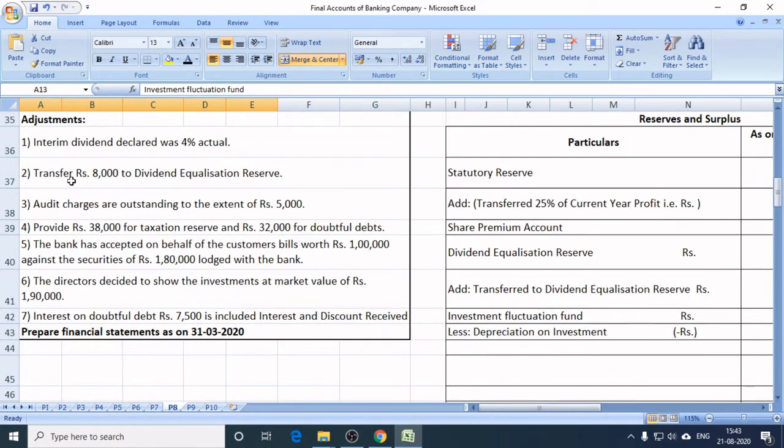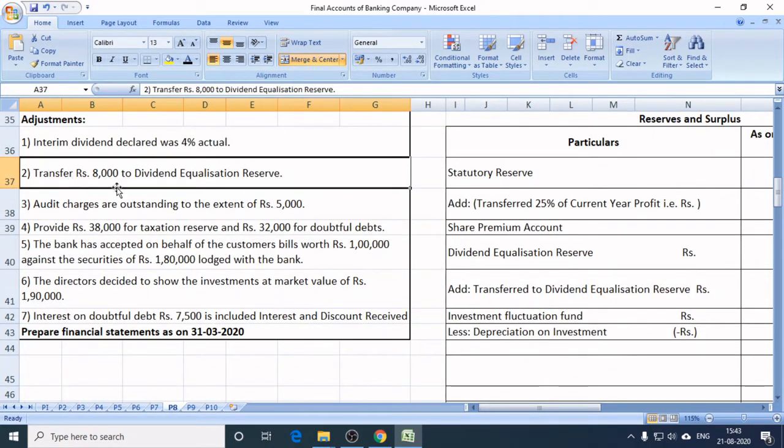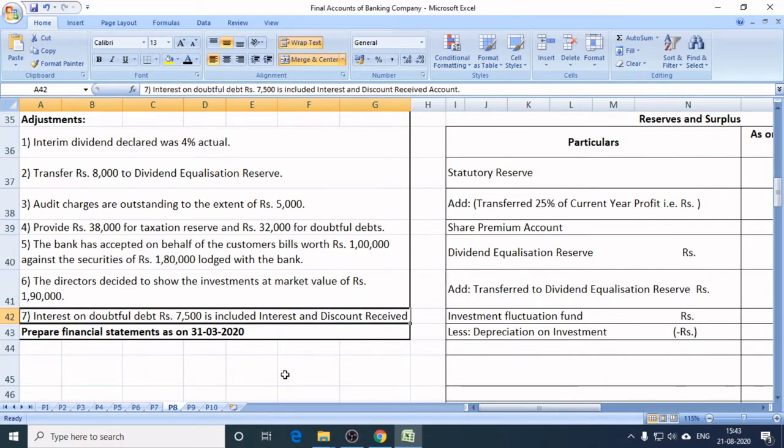Now we have to transfer a sum of rupees 8,000 to dividend equalization reserve. Now we will see what is the accounting treatment of any outstanding expense, and we have outstanding audit charges. Then we will discuss how to make adjustments in the investment value when the directors want to show their investments at market value, and what is the accounting treatment when interest on doubtful debt is included in interest and discount received.